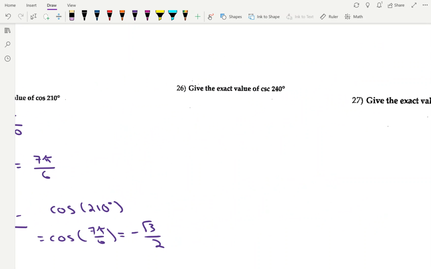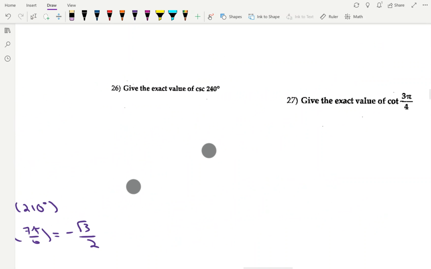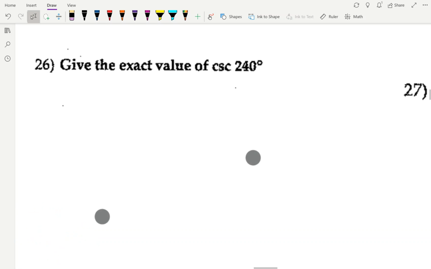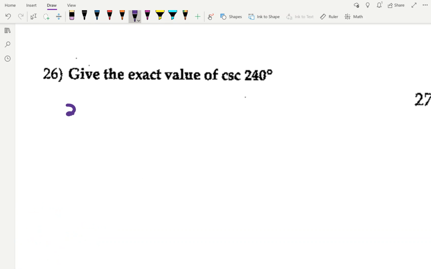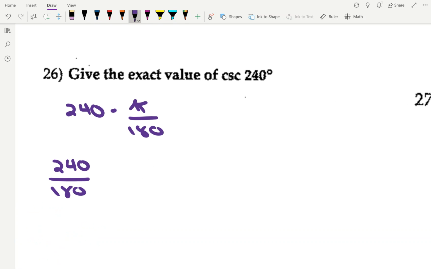Okay, here we go. So give the exact value of 240. Oh, where in the world is 240? Again, I like to use the unit circle. So I'm going to put the pi in. Okay, so that's pi over 180. Again, they're just asking me to reduce 240 over 180 and then multiply it by pi. High school, middle school trick. 24 and 18. Oh, who's the best? 6 gives me a 4. 6 gives me a 3. That was a good one. So 4 pi over 3.